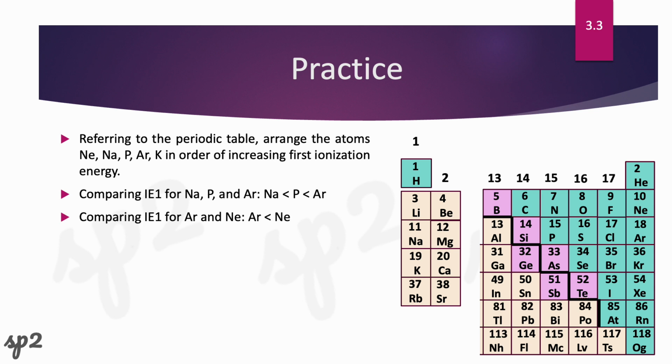Now, if you look at argon and neon, they are in the same column, and argon is bigger than neon, so that needs less energy to ionize. And then if you compare sodium and potassium, potassium is bigger, and therefore we need less energy for that. Then we're going to put them all together. It would be potassium as the lowest in energy, then sodium, then phosphorus, argon, and the one with the most energy would be neon.